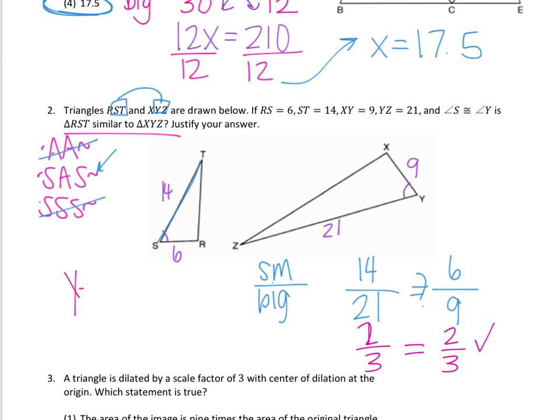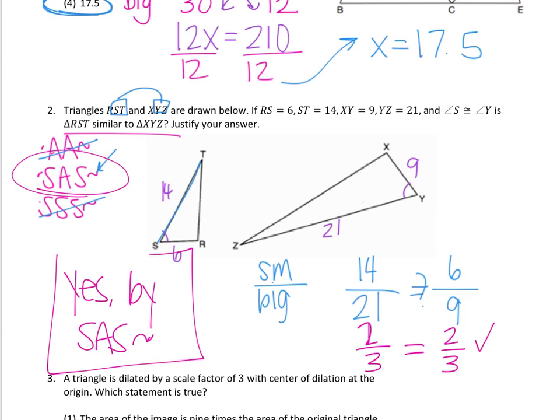So we're going to say yes, and because we narrowed it down to side, angle, side already, we're going to say yes, by side, angle, side similarity. Simple as that. You just have to remember to check all of your sides to see if they're in proportion and to make sure that there's one pair of congruent angles if you're not given all 3 pairs of sides.